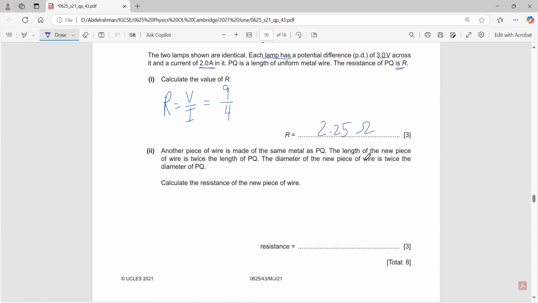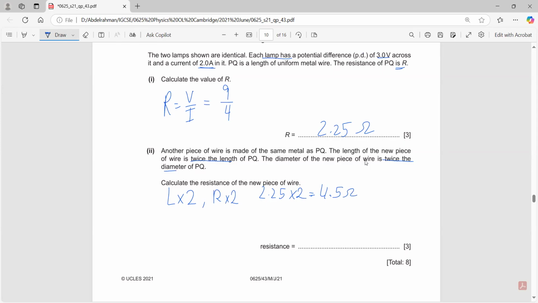Another piece of wire is made from the same metal. The length of the new piece of wire is twice the length. The diameter is twice the diameter. Now he's talking about the diameter. So the length, we know that the length is directly proportional. So when the length is multiplied by 2, the resistance is also multiplied by 2. That's easy. So the resistance was initially 2.25. You will multiply it by 2, which would be 4.5. Okay, that's good. 4.5 ohms.